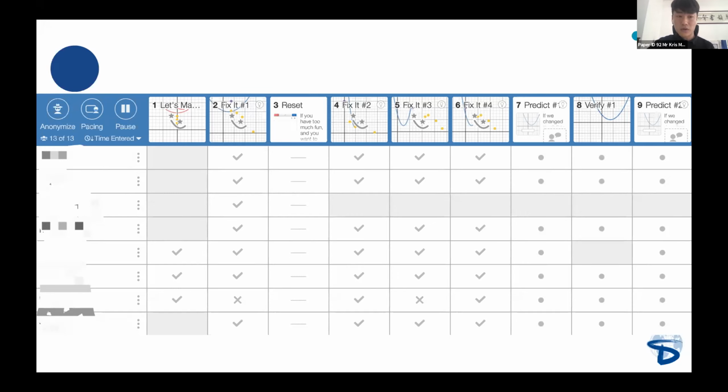This is a screenshot of the system. You can see we have different slides, and here are some of the students' responses. You can see some of them make mistakes, and you can immediately correct them. Some slides allow students to type feedback and questions, so that the teacher can answer promptly.